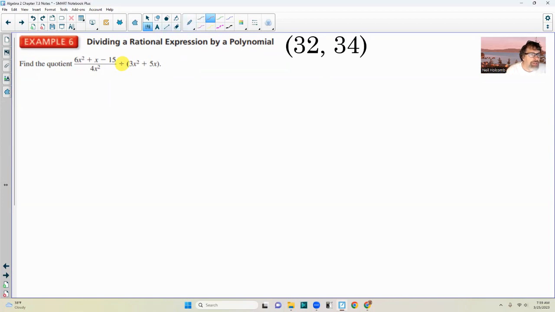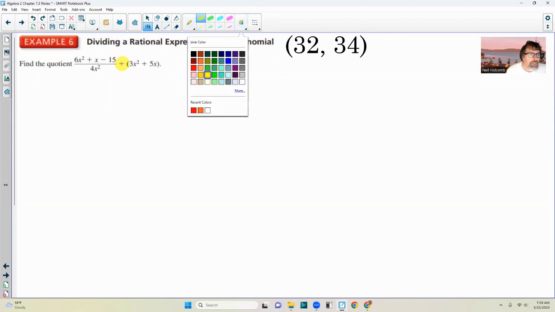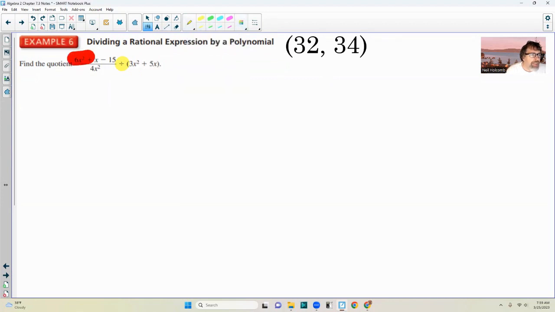So let me just highlight this again. So keep in mind, let me switch that to red. We have a numerator. We have a denominator. And we have this. So there's three things we have to factor. So let me factor this first. So 6x squared plus x minus 15. So always check, see if there's a GCF, greatest common factor, and there is not. Can't factor anything out of this.